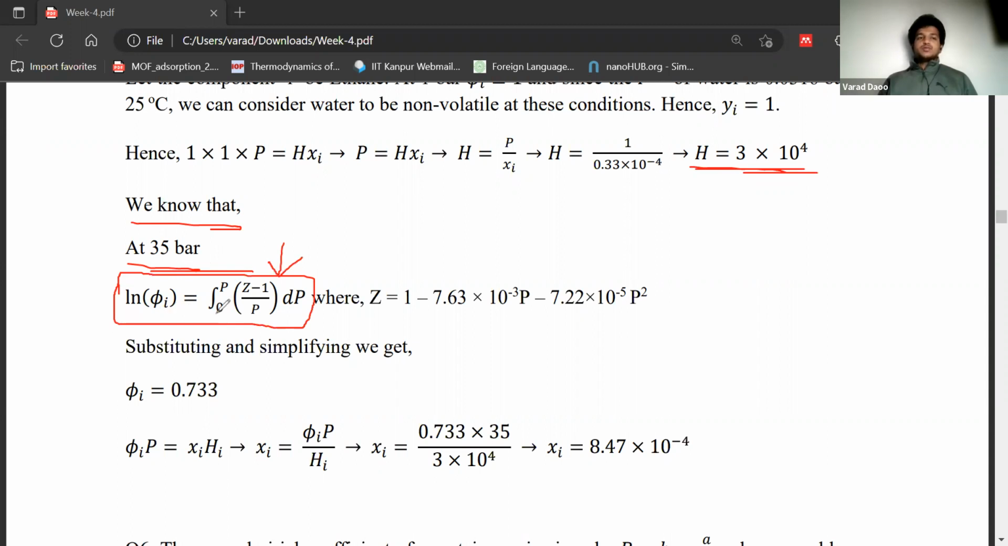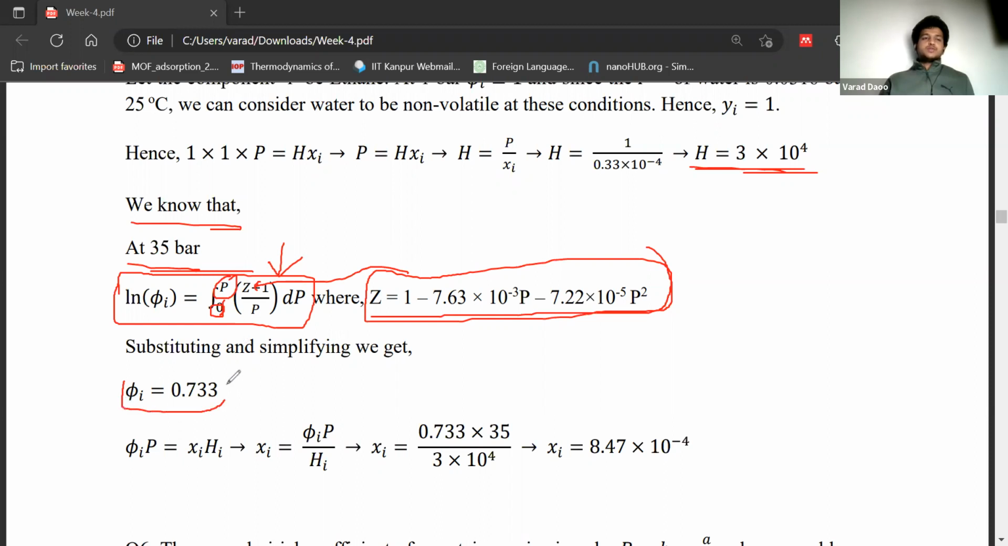So ln phi is equal to the integral from 0 to P of (z minus 1) by P dP, where the expression for z has already been given to us for ethane. We just put in the values, put z equal to this value, do the integration, separate out the terms, put in 0 and the pressure as 35. You end up with this expression, that phi is 0.773.